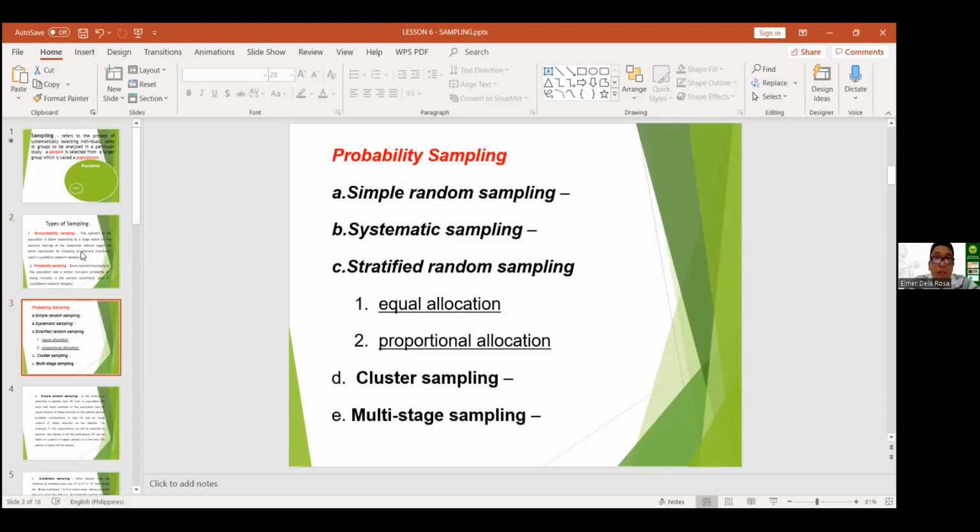So there are 5 common specific techniques or sampling techniques under the probability sampling techniques. And these are simple random, systematic sampling, stratified random, and there are 2 kinds, the equal allocation and the proportional allocation. We also have the cluster sampling and the multi-stage sampling. So we'll talk about each of these types of probability sampling and provide examples. Okay.